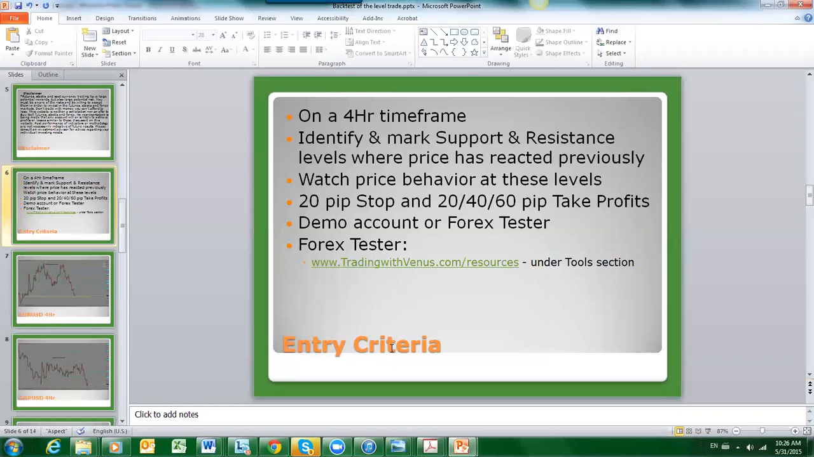But do understand that you may have to sit through some pullbacks. So you may see some of your pips disappear, and then as price moves down, you will get those back. But be aware of that.